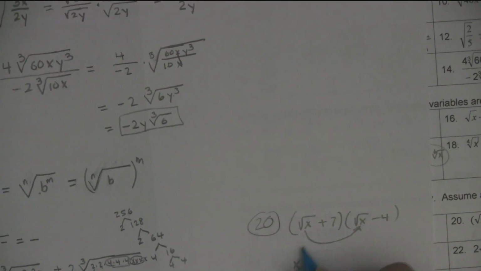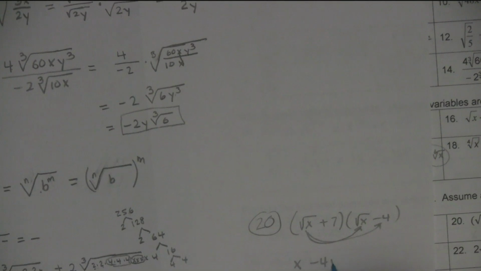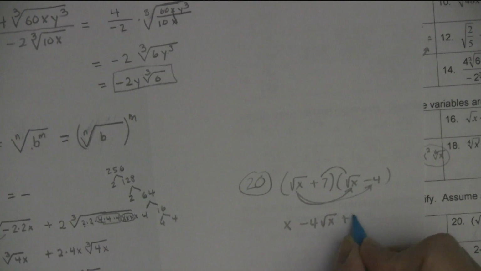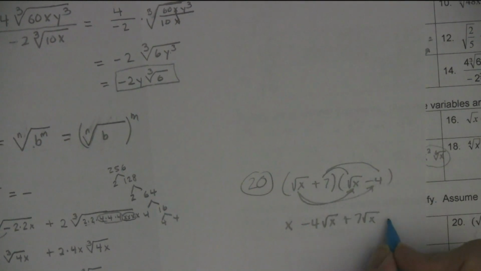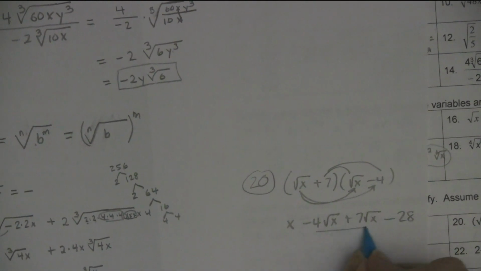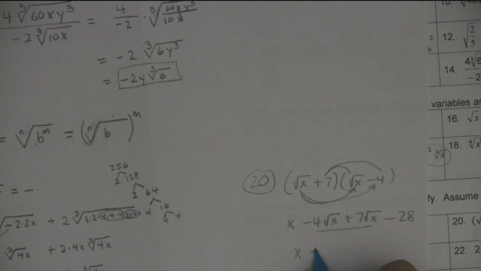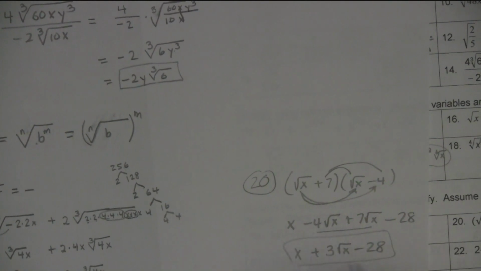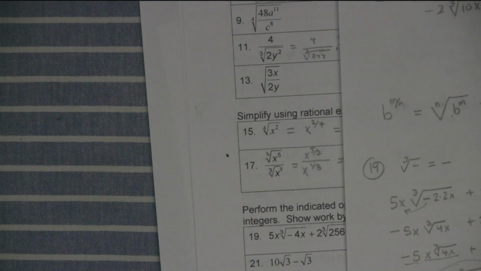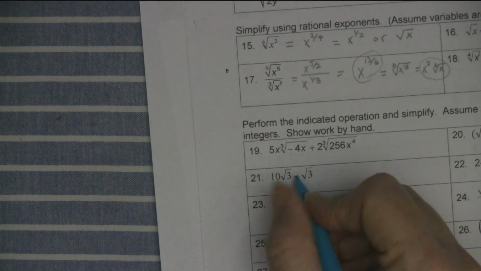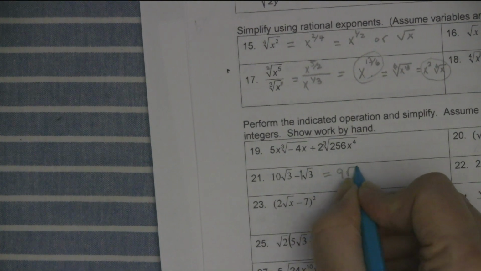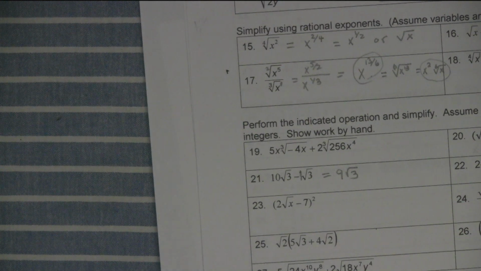So this is x. This is minus 4 square root of x. And the inner here, plus 7 square root of x, minus 28. Those are like terms. So we get plus 3 square root of x minus 28. So that's number 20. 21, I don't need to put on this paper because this is coefficient 1 here, and they're both square roots of 3. So this is 9 square roots of 3. 10 take away 1. That's nice.